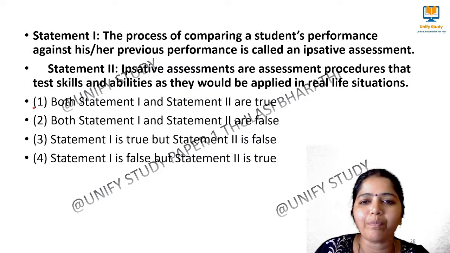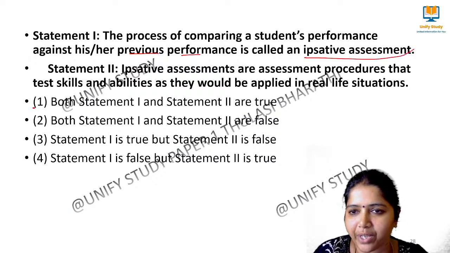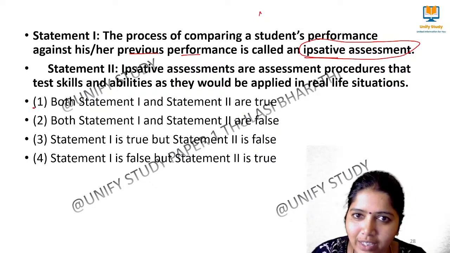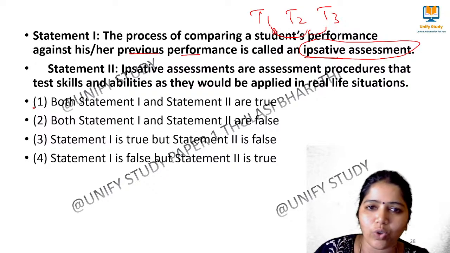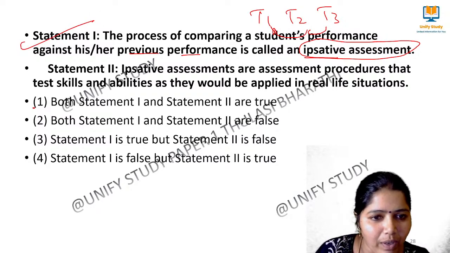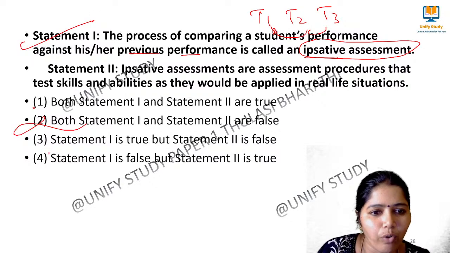The right answer is what those who have given. The process of comparing a student's performance against his or her previous performance is called aptitude assessment. Absolutely right. I wrote T1, T2, T3. It is comparing their score with the previous score. So statement 1 is true. 2 will not come and 4 also will not come.